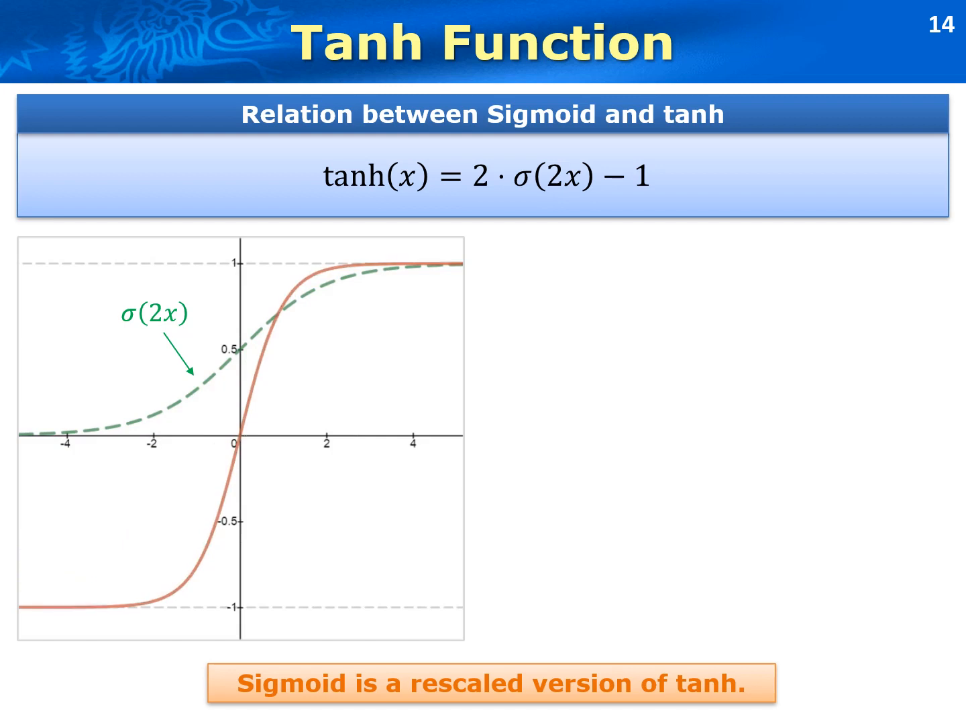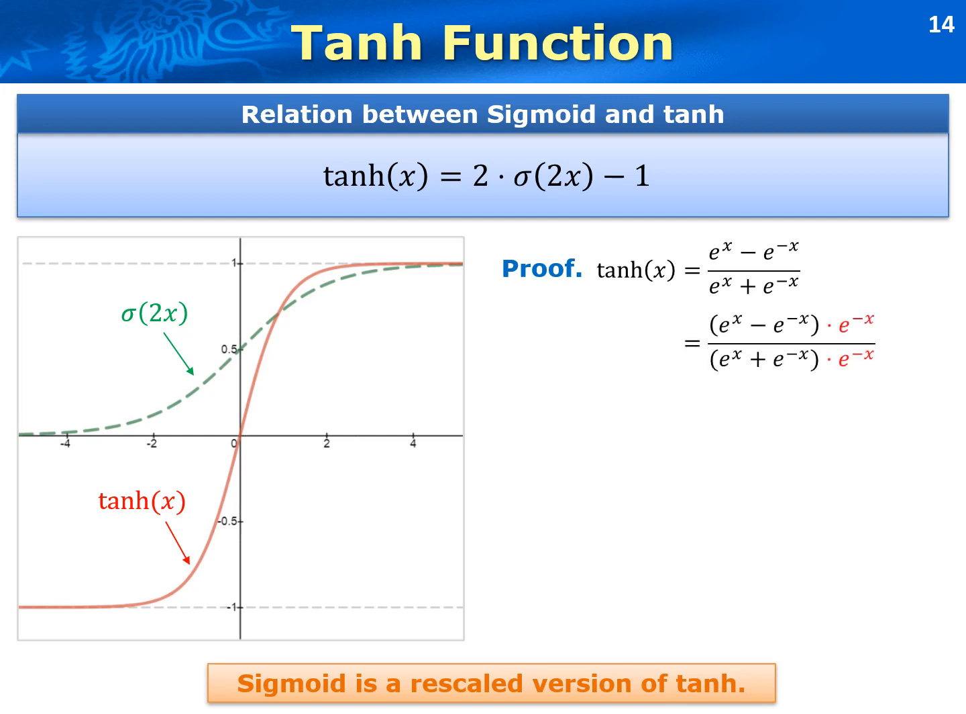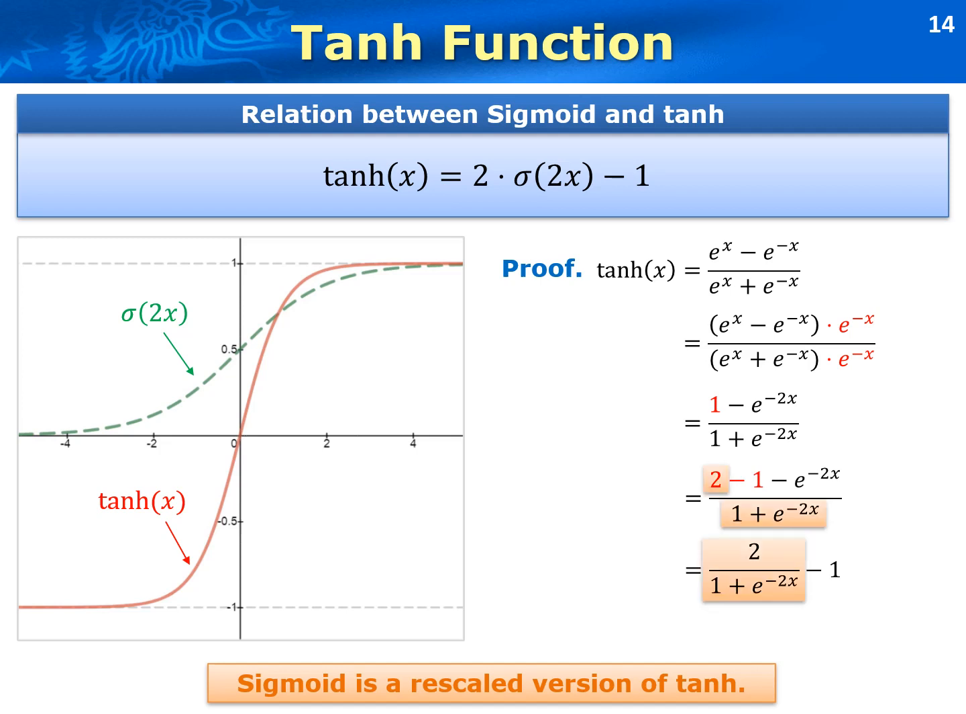To mathematically prove this relationship, we can start with the definition of the tanh expression. Multiplying by e to the minus x on both numerator and denominator produces the following result. We now use a trick by replacing this 1 with 2 minus 1 first, and then splitting this fraction into two parts. The first part can be rewritten as 2 times sigmoid of 2x, and the second part becomes -1. Combining these two terms together produces the final result.